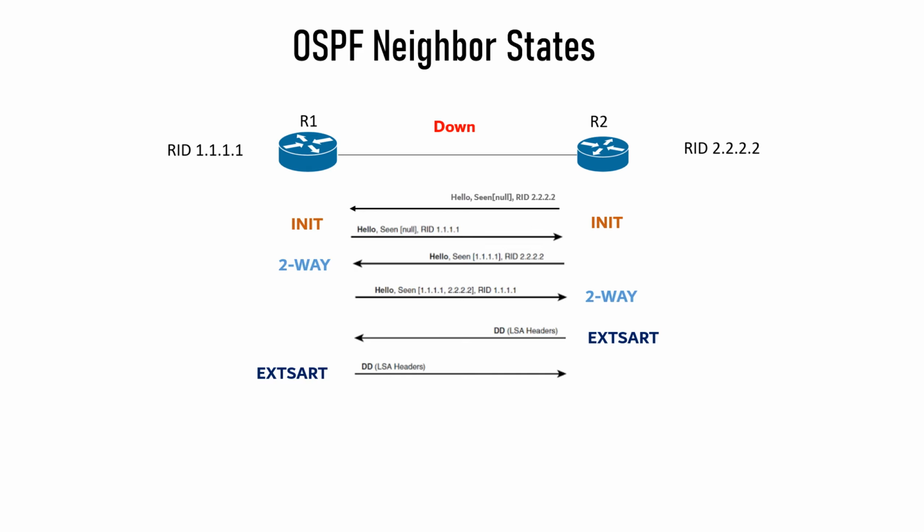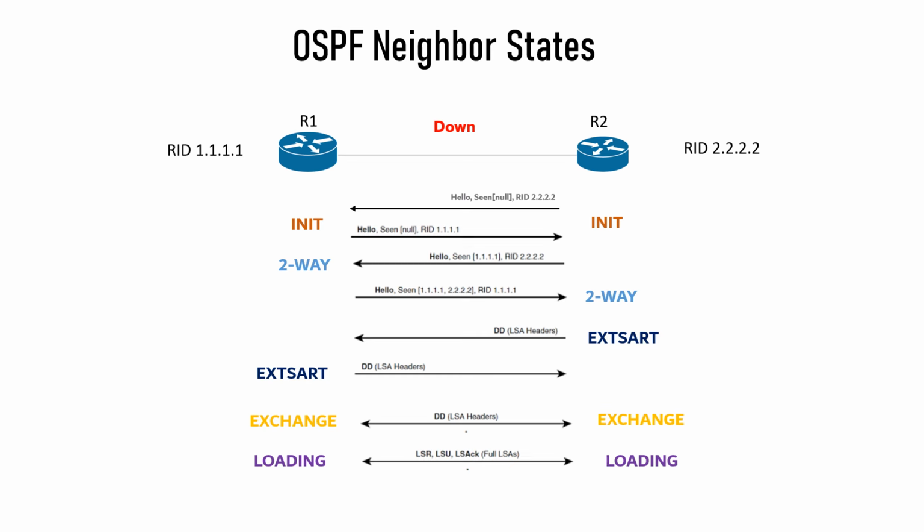Once the master and slave relationship is decided, the routers start exchanging LSAs to build the complete picture of each other's link state database. This is when it moves to the exchange state. Once all the LSAs are exchanged, it will move to the loading state.